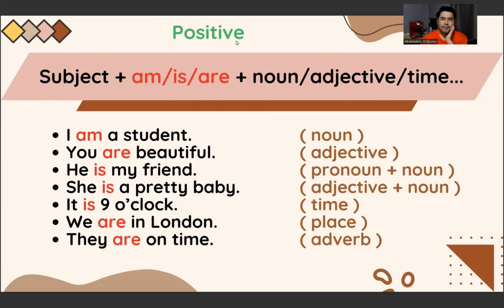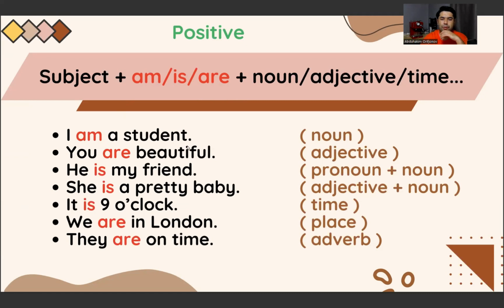Well, positive sentence structure. Subject comes first, plus am, is, are, and plus noun, adjective, or time, according to the meaning. Well, let's see some examples.